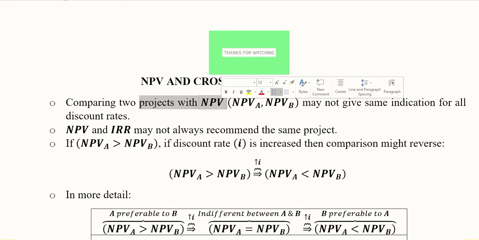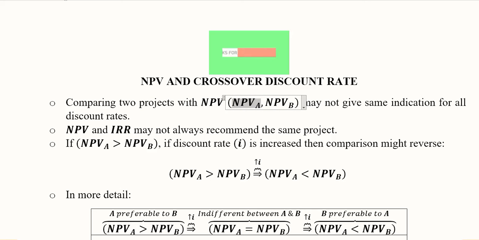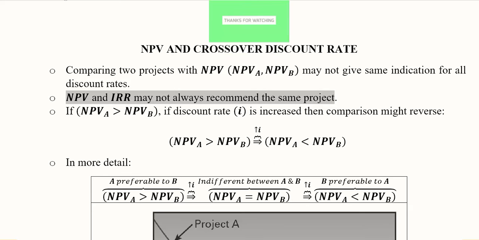When we are comparing two projects, for example, project A and project B, their NPVs will be represented like this, and they will not give us the same indications for all of the discount rates. How? Let us see. NPV and IRR may not always recommend the same project. We have seen that at times NPV and IRR give different results. We will see in this example that they are giving opposite recommendations. At the end we will see this.